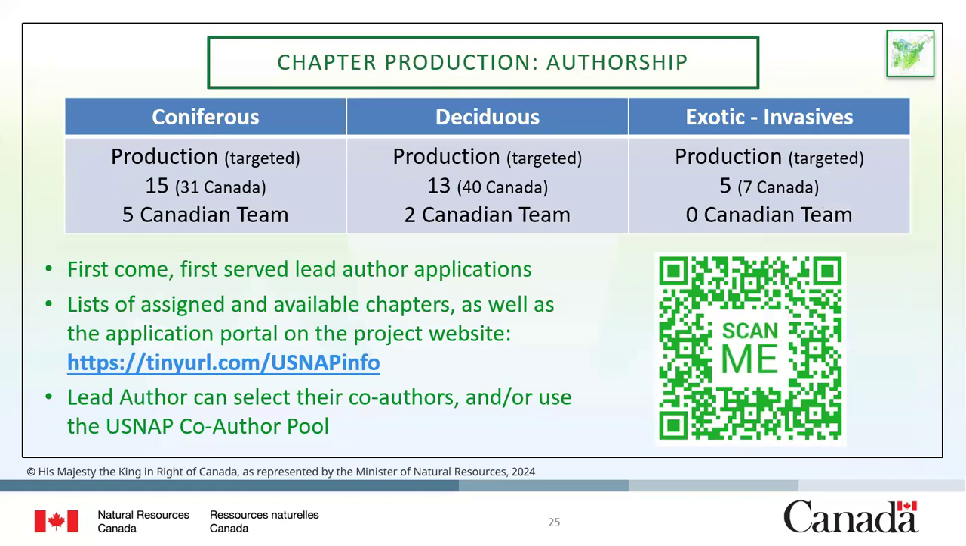How to get involved in chapter writing? We have been accepting applications on an ongoing basis since July 2023. You just have to go to our website and consult the list of assigned and available chapters. If your species is available, build your team, and if necessary, call on the pool of co-authors from the project, but without any guarantee from us that we could provide one co-author.